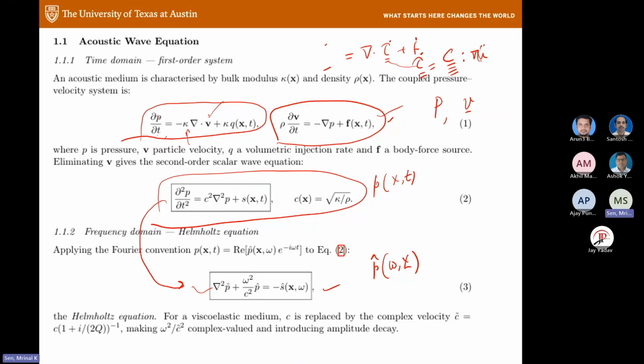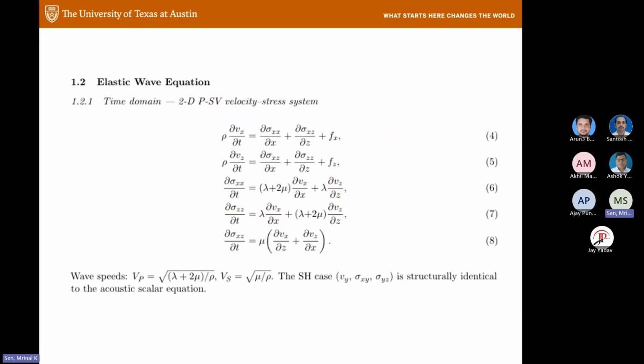Okay, and here I have not included viscoelasticity. It can be included, or viscosity, and it can be included, but that will just make the algebra a little bit messier. All right, so now we look at the elastic wave equation.